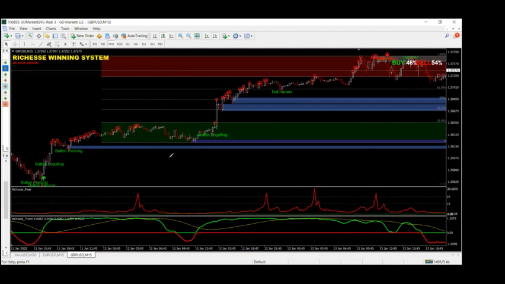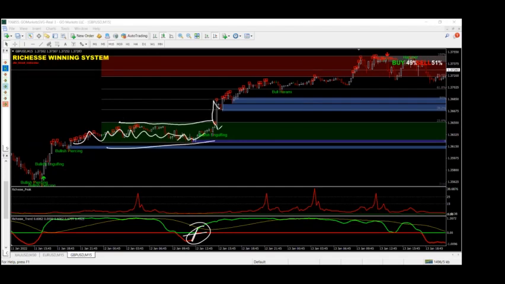Similarly, for the buy, this trend line should be crossing below this, and your price should be in the demand area. You can see what a trade it has given.